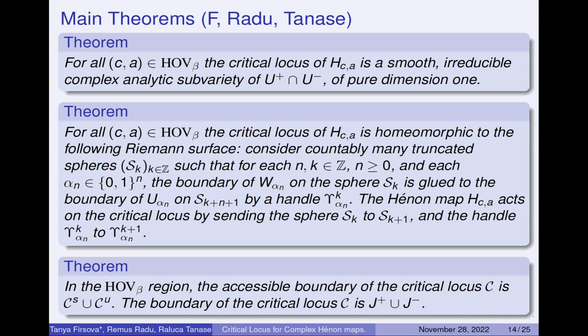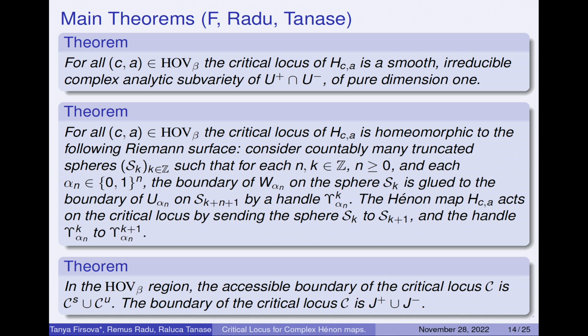Okay. And this is the main theorem. For all the C and D in the HAV beta region, the critical locus is a smooth and irreducible complex subvariety of U plus intersected with U minus, of pure dimension 1. And it has the following topological model. We take countably many spheres, and we connect the spheres by handles.